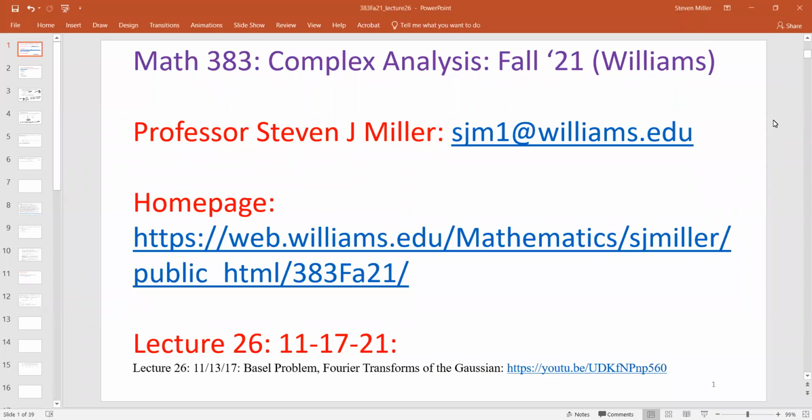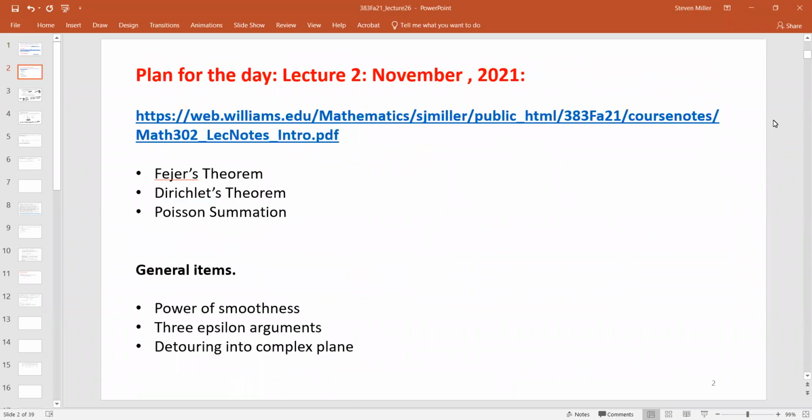This is lecture 26. And what we're going to do today is continue our proof of Fejér's theorem, and talk a little bit about Dirichlet's theorem. The motivation for all of this is to get to Poisson summation. There are three different ways of defining the Fourier transform. One of the reasons I like the definition I give is it makes Poisson summation particularly nice.